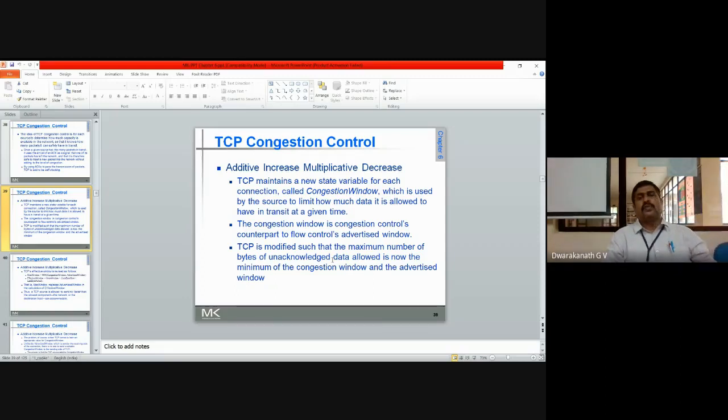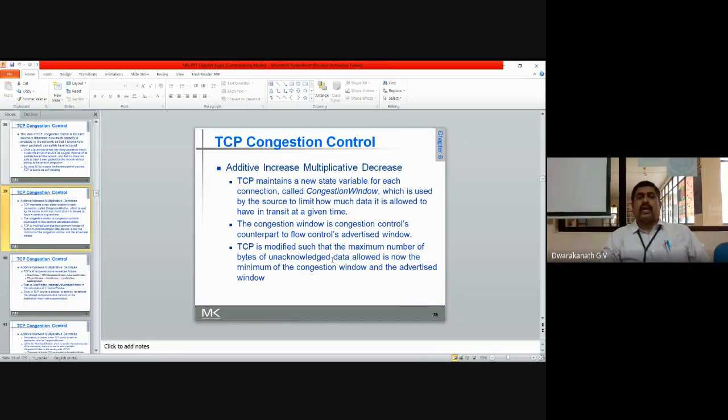Each source will have this particular window. Whatever window of packets it is sending, we'll call that the congestion window, which is used by the source to limit how much data it is allowed to have in transit at a given time. So at one particular time, how many packets it can send will be based on that congestion window. The congestion window is congestion control's counterpart to flow control's advertised window. Based on congestion, this control will apply on the packets to be sent, and flow control will also be done based on the advertised window.